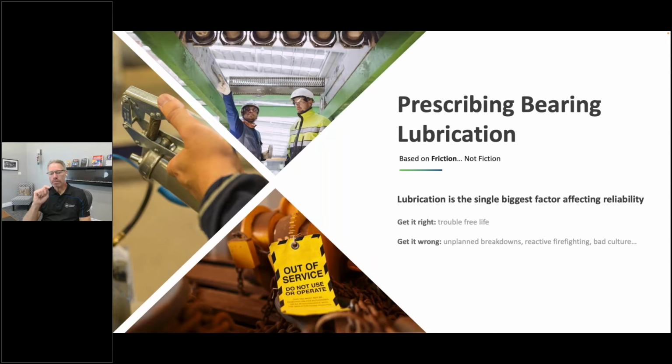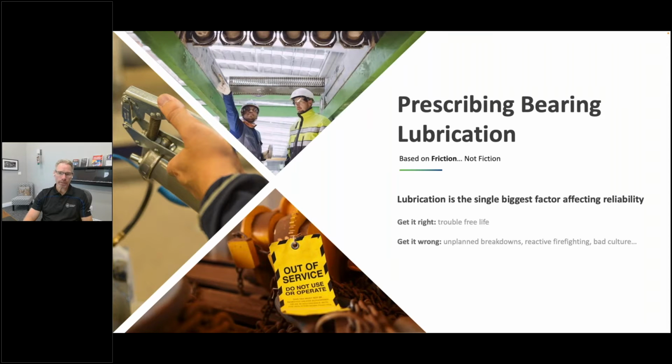Machinery lubrication, and in this case, machinery relubrication, remains the single biggest factor affecting asset reliability. Most experts will cite that as much as 40 to 80% of bearing failures are rooted in poor lubrication practices. So we have to get this one proactive task right. And if we can get it right, we can contribute to a long, trouble-free life for our bearings. But most of us are getting it wrong. And when we get it wrong, we can expect unplanned breakdowns. We can expect continuing reactive firefighting.